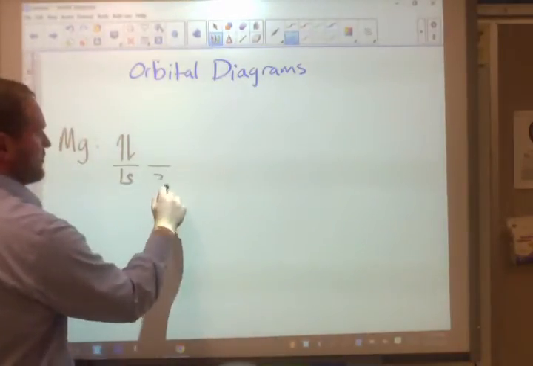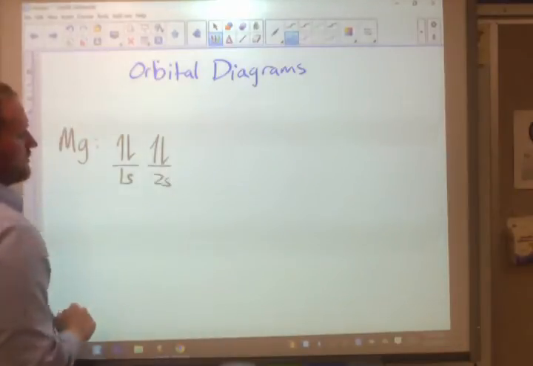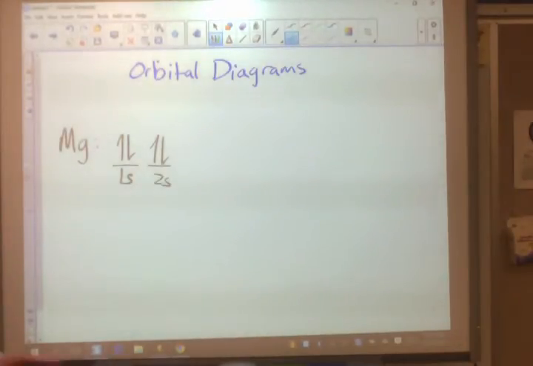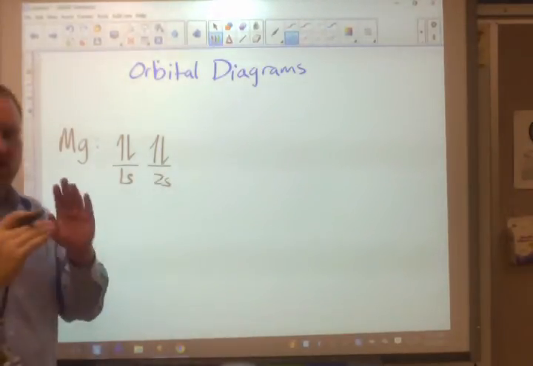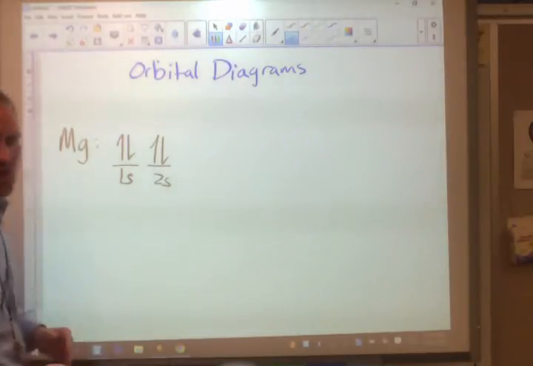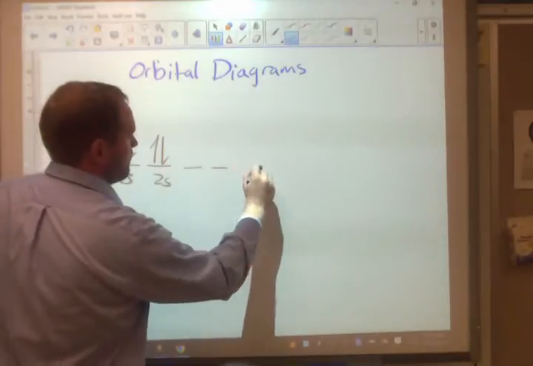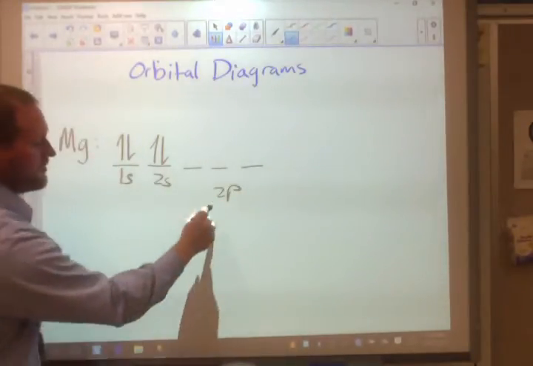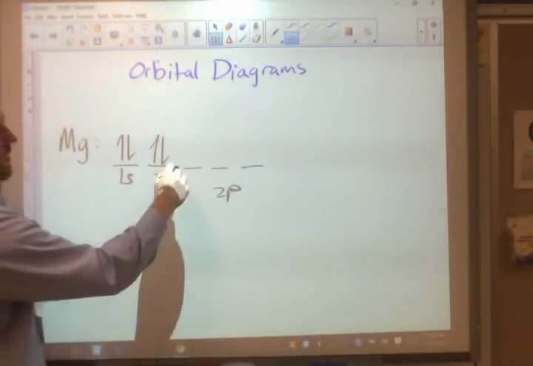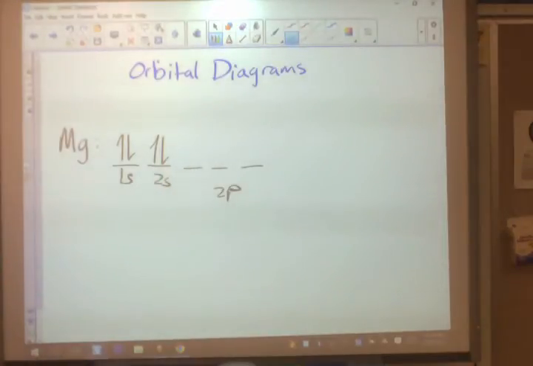Okay, after that we have 2s, and that's definitely going to be filled. And now the 2p. Now remember, the 2p is not one orbital. It's 3 orbitals, each of which holds 2. So 3 times 2 is 2p6. So what you do is you make all 3 lines and you put 2p. All right. Now the way you want to fill these is in a certain order.